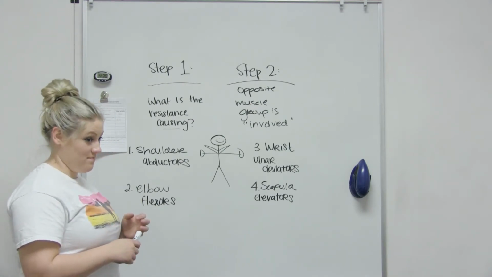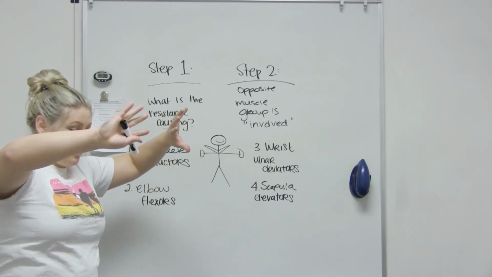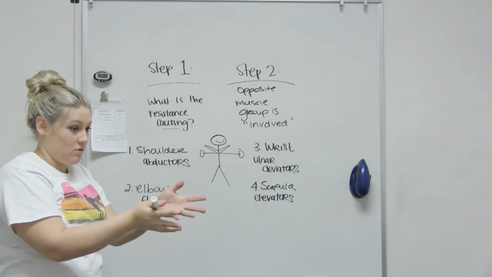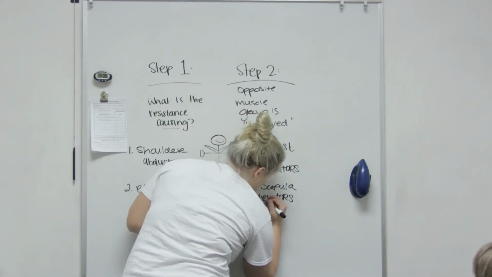Downward rotation. So when we're up, they're out like that, they're upwardly rotated. And when we come down, they downwardly rotate. So our upward rotators are involved. Perfect.